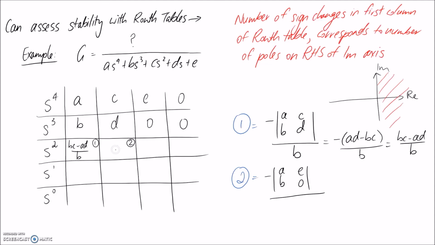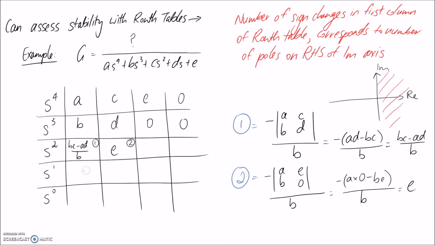So for this cell here, again, we need to go to the row above and the first column, which would be B. So we're going to get negative of A times 0 minus B times E divided by B. And this is going to all cancel down to just E on its own. So that's what goes in here.